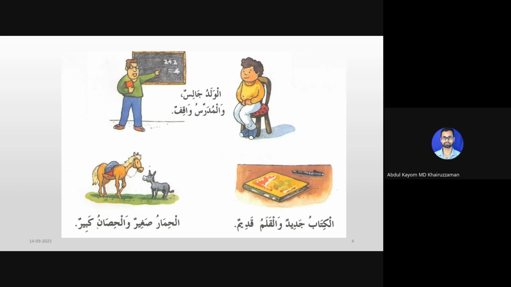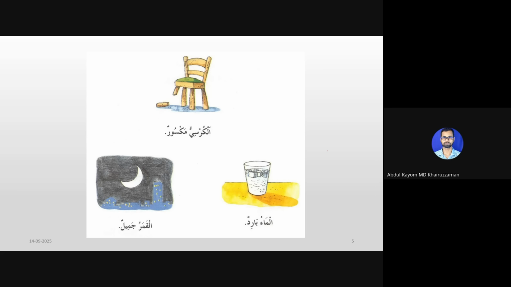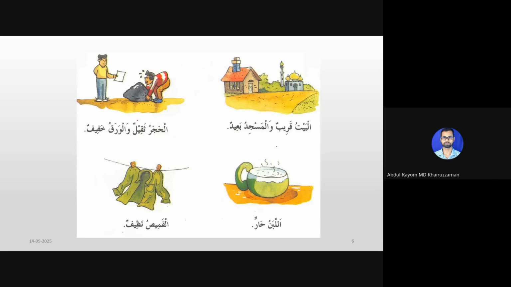There are two sentences here, right? الكتاب جديد is one sentence, القلم قديم another sentence. We have joined them with wow. الكتاب جديد والقلم قديم. Similarly, الحمار صغير والحصان كبير. So here you can see al kursiyu maksurun. So this thing we have learned.